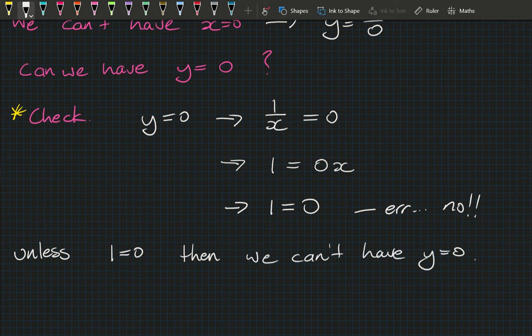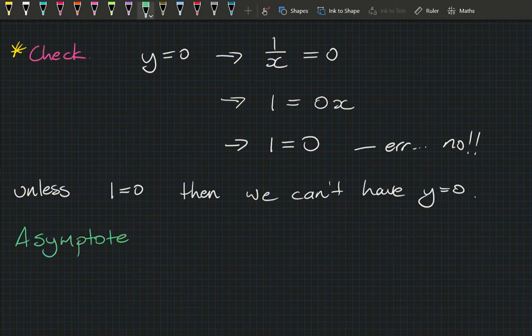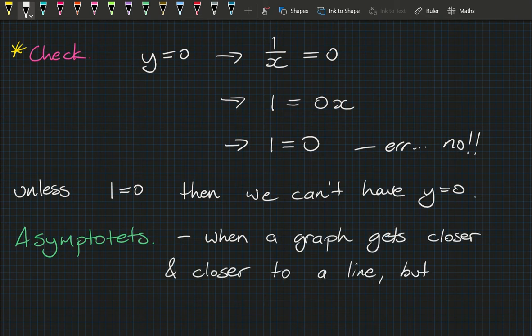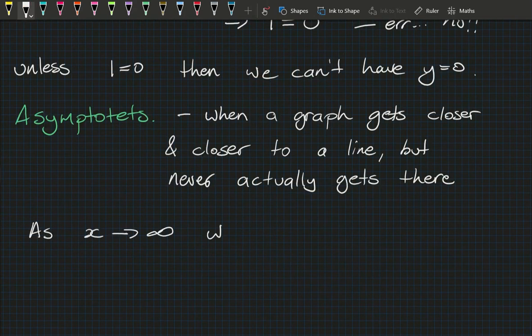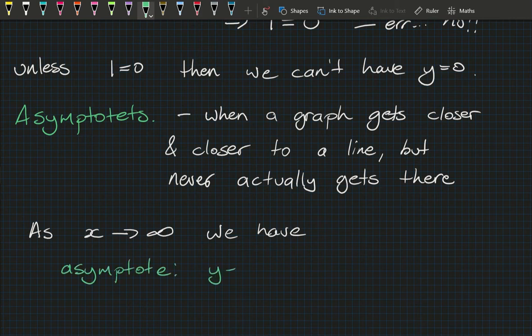But you might have noticed something that was occurring in the graph that we did before. And the fact that we can't have y equals 0 and we can't have x equals 0, we're going to bring back another idea that we've covered with exponential graphs, and that was asymptotes, which is when a graph gets closer and closer to a line, but never actually gets there. So you saw before that as x gets bigger and bigger, y gets smaller and smaller. And this means that as x approaches infinity, we have the asymptote y equals 0.